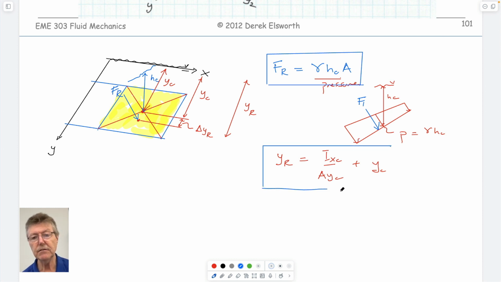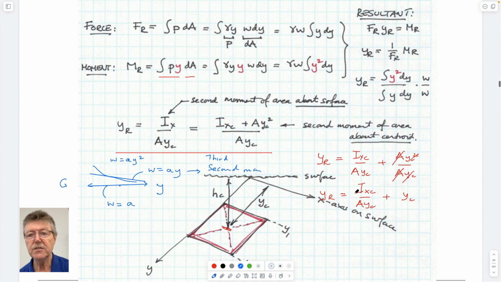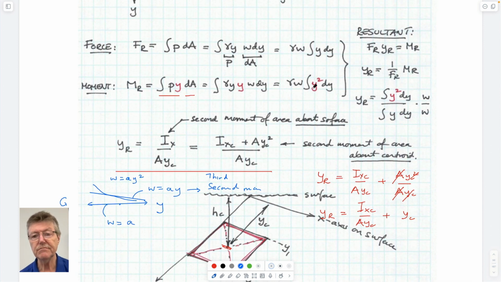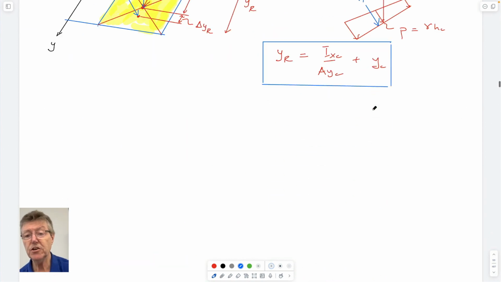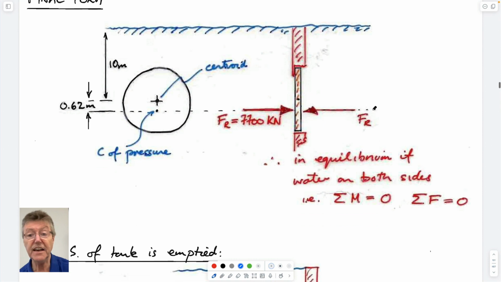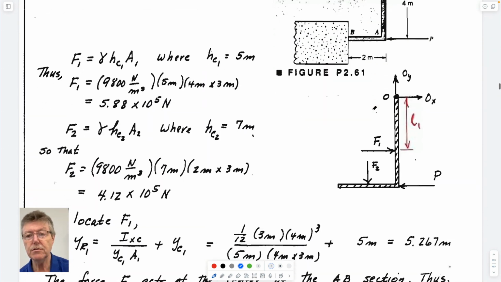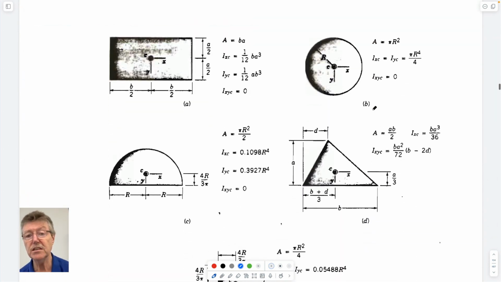And the magnitudes of these terms, they come out to be terms like a proportional to y cubed in this particular case, etc. These terms are given to you in your textbook, or they're given to you in these notes. These are standard shapes. The shape we've just looked at is a rectangle. The area is equal to b times a.